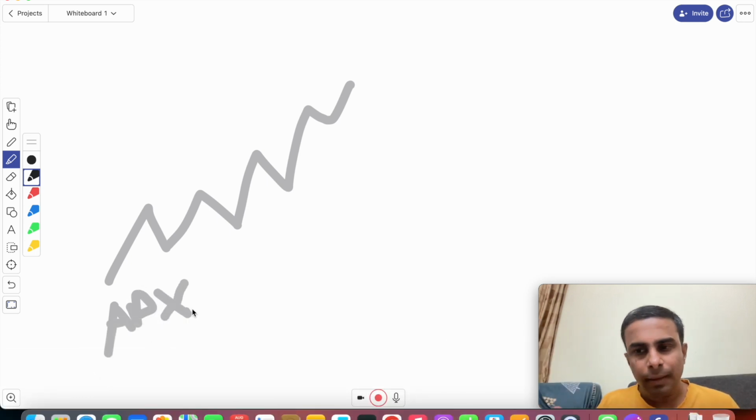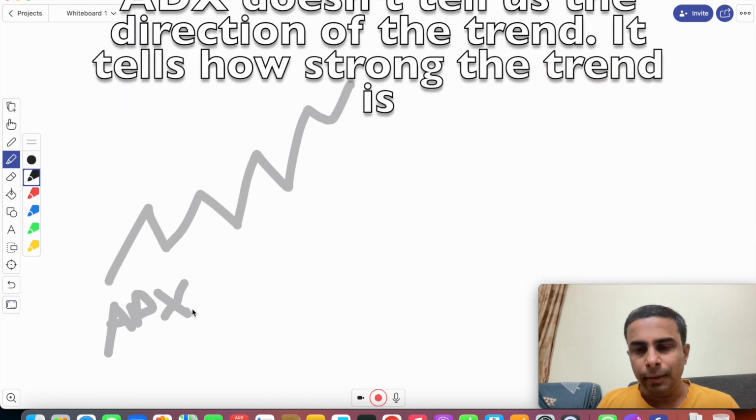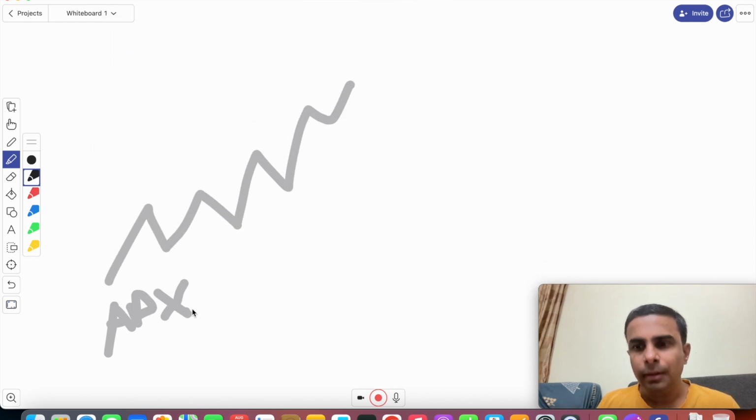You can read a lot of articles on Google to know how this ADX is computed, but in simple terms, this doesn't tell us the direction of the trend. It tells how strong the trend is. So you need to first identify the trend and then look at ADX to know how strong the trend is. It doesn't tell you whether the stock is in an uptrend or a downtrend or a sideways trend. But with the help of price action combined with ADX, we can tell how strong the trend is and what trend the stock is in, right?